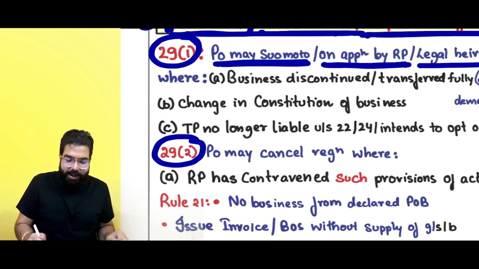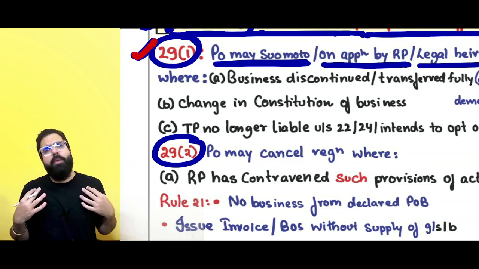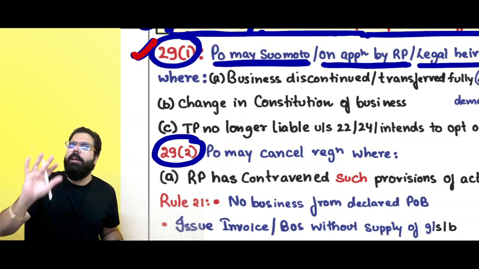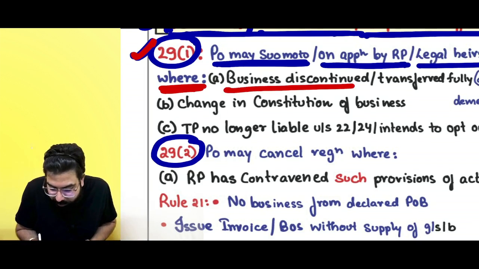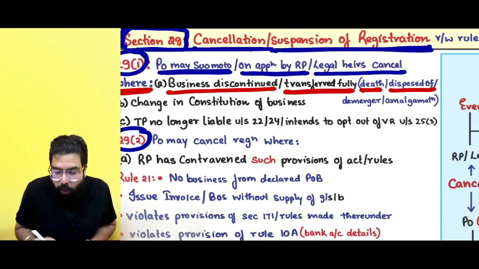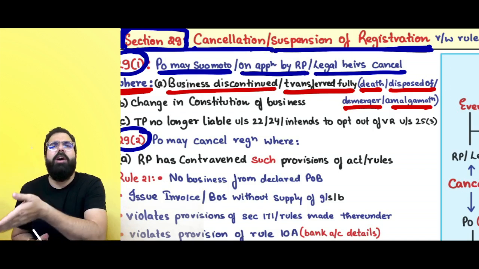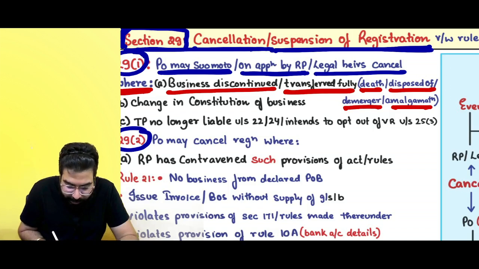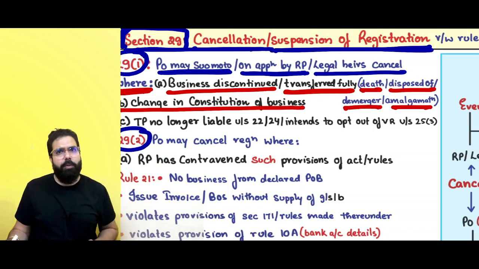Everyone listen to me very carefully. Can you tell me when the proper officer can suo moto cancel, or when one person has died, then also legal heir can cancel, or whenever the registered person is alive, he can go ahead and cancel his registration? Number one, these are the scenarios where business is discontinued, or you have transferred the business fully. Might be one person died, or business sold off, or demerger amalgamation has happened. Then the business has to be dissolved. The old business, means one person transferred his business, old registration to be cancelled. Simple. Next, change in constitution of the business. Proprietorship became partnership. PAN has changed. PAN changed, fresh registration to be taken in the new PAN.